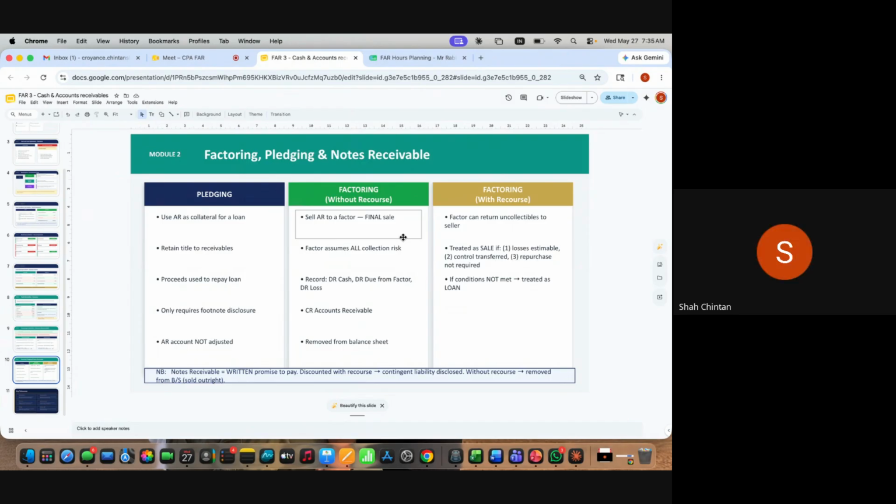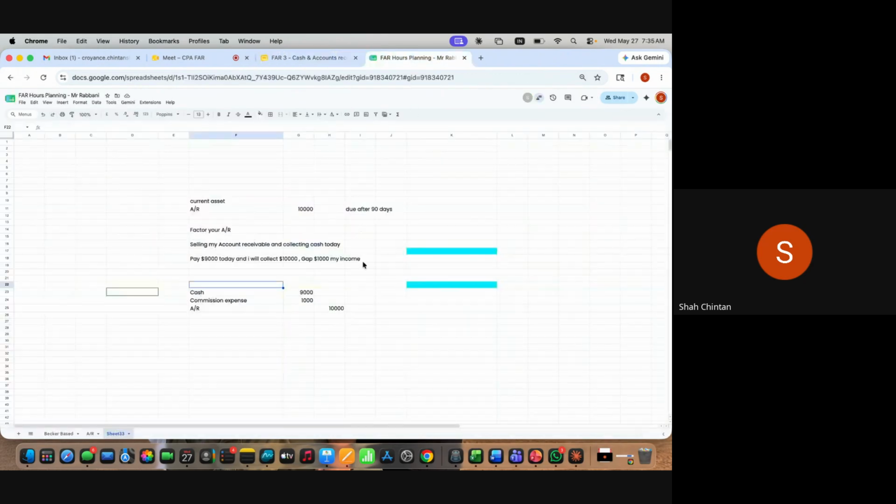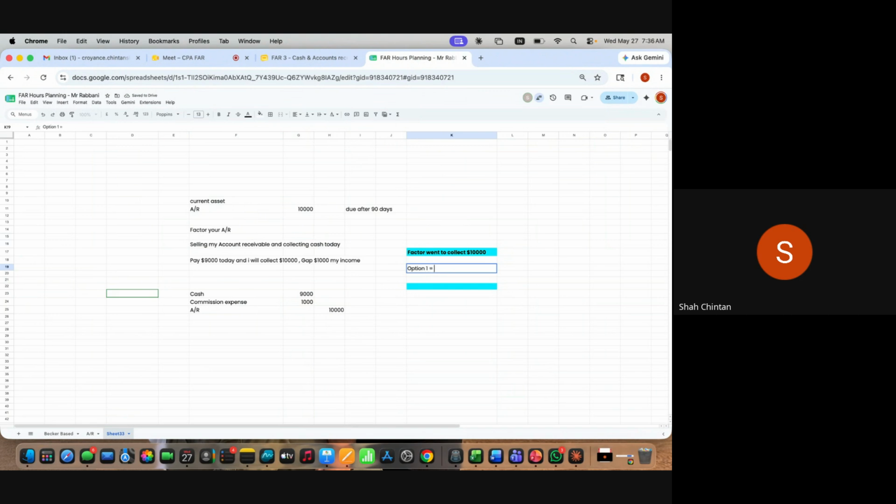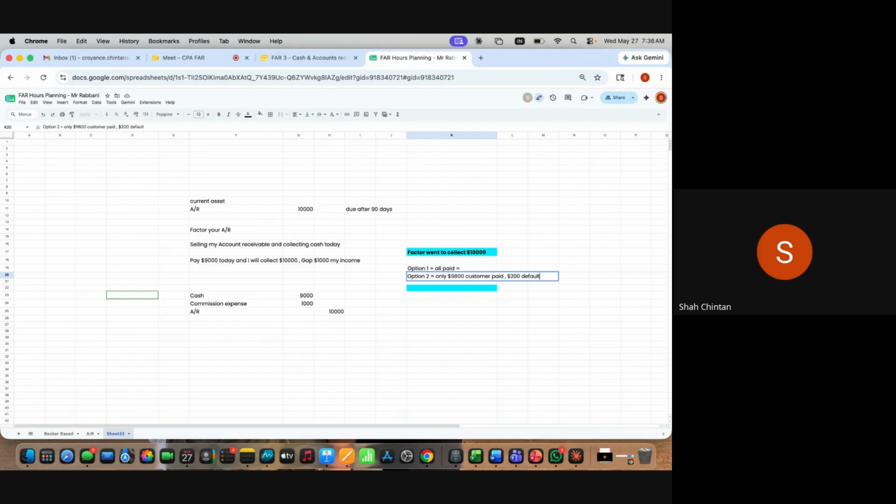Yes. Okay. Now two things can happen here. When the factor went, let's say the factor went to collect the $10,000 from the customer. Option number one, all paid. So all ends well, everything is good, the factor is happy, you are happy, your customers are happy. But let's say option number two, only $9,800 of the customers paid. The customers of $200 defaulted. That means when the factor went to collect $10,000, he could collect $9,800, but $200 defaulted. Now the factor called me that brother, $200 is default.